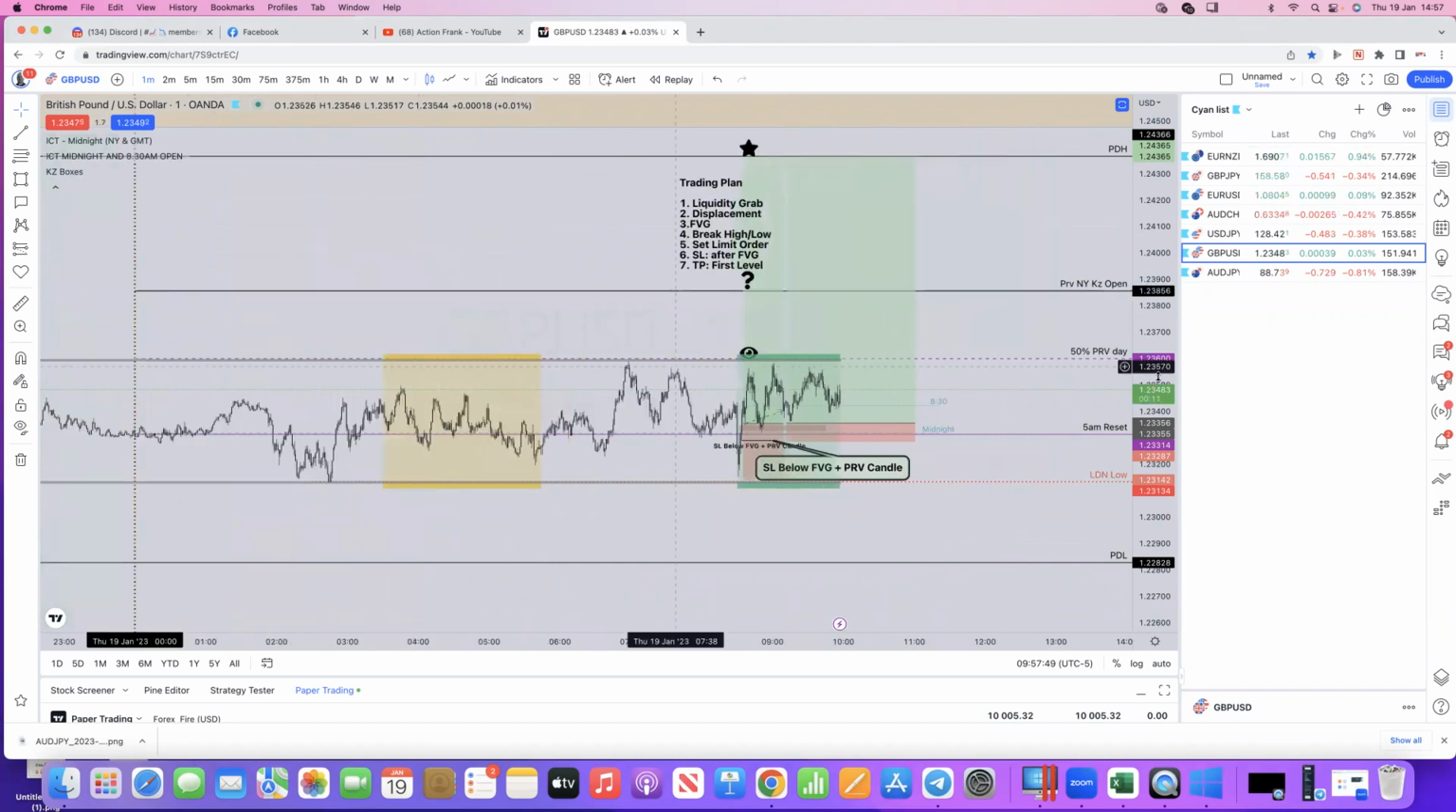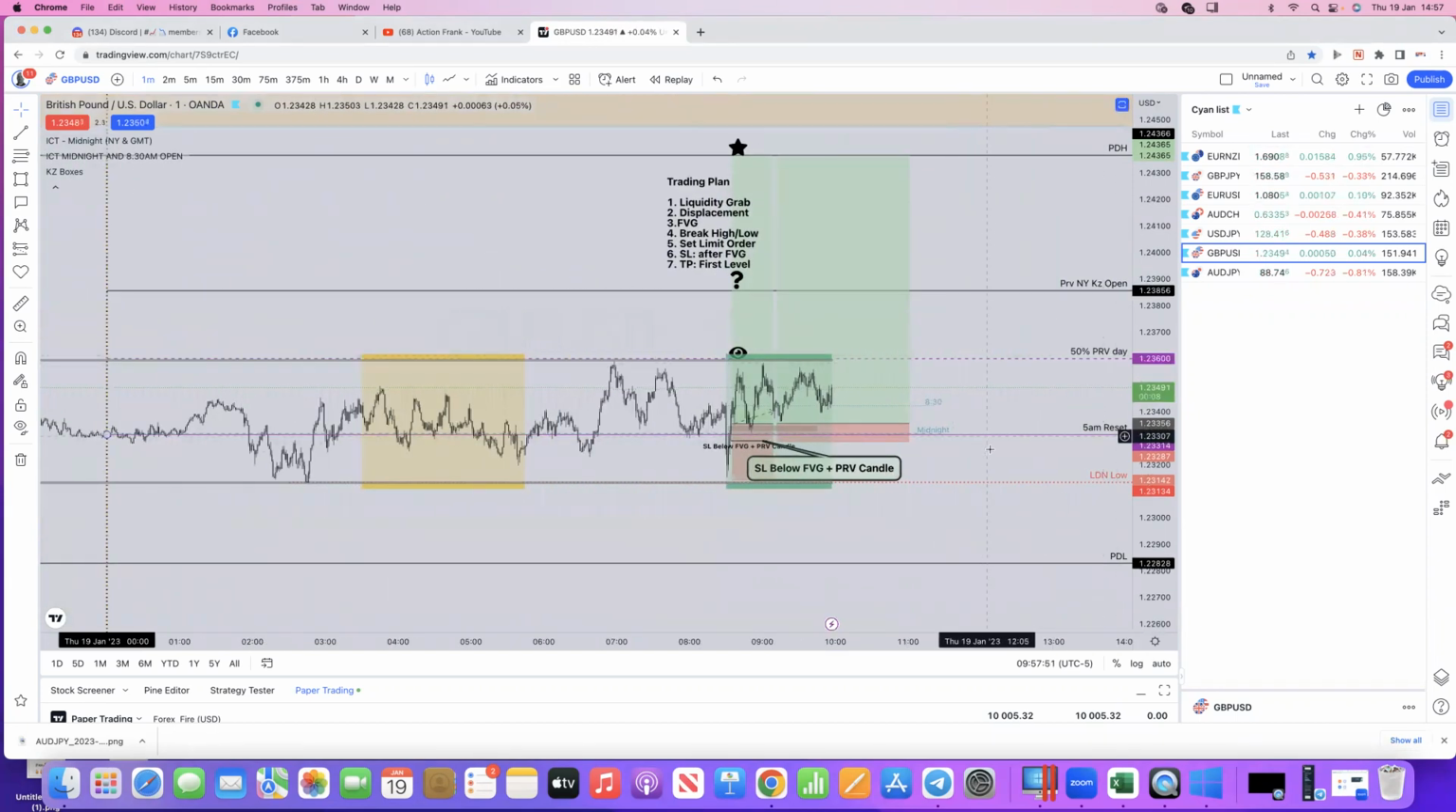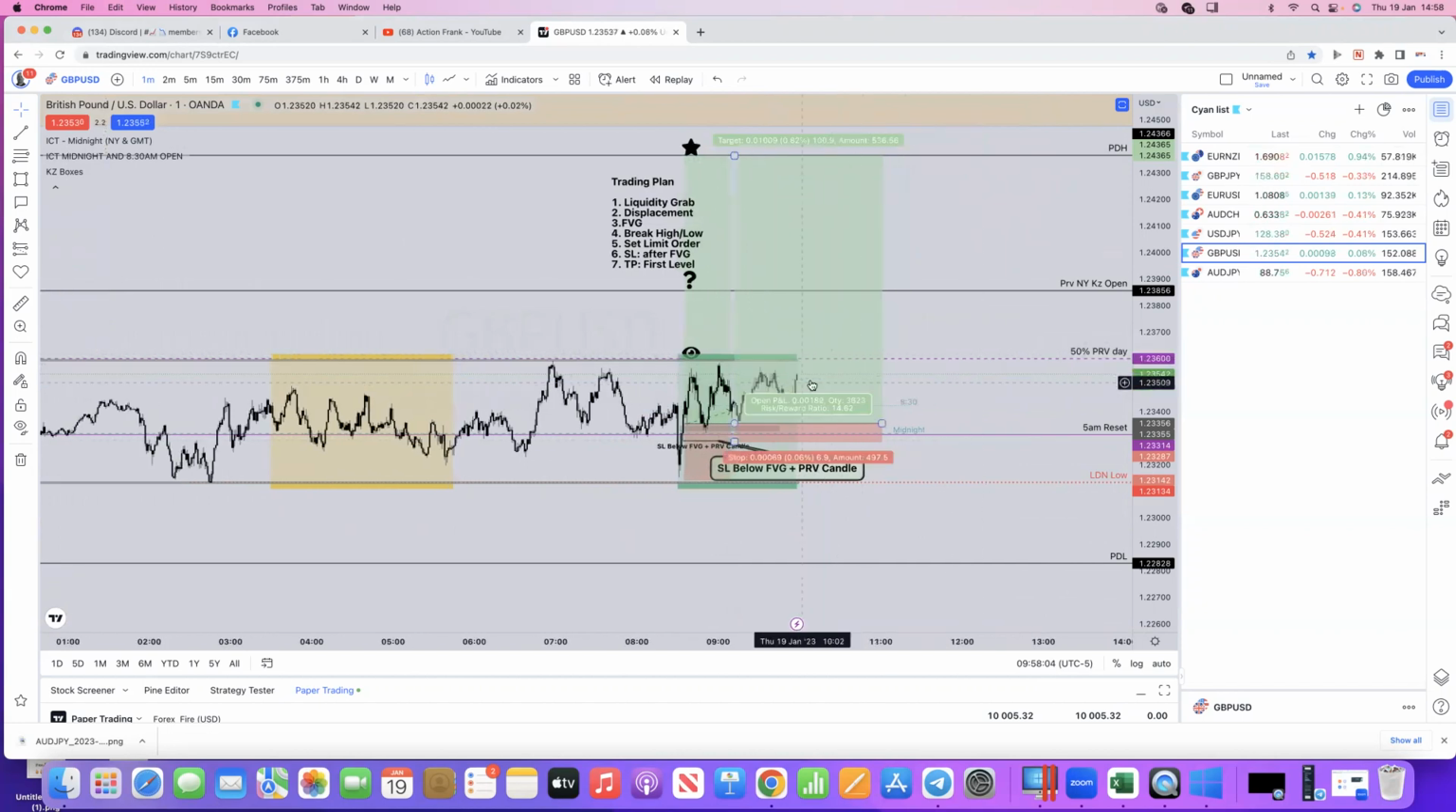And then the 50% of the previous day is the previous day low, previous day high up on the top. This is 50% between this and this. So that's the halfway point. That will be your first target area. It looks as if we're going to go on to hit that.